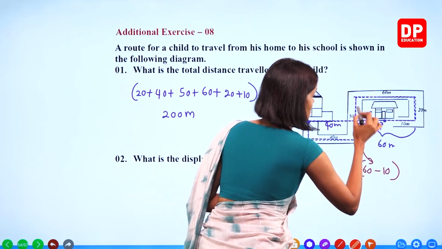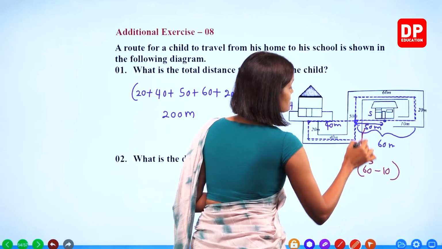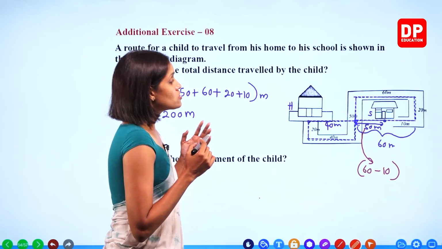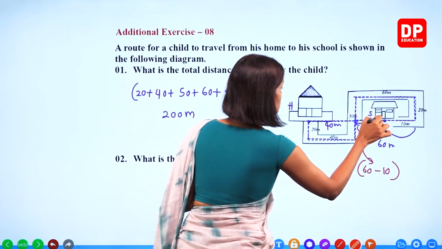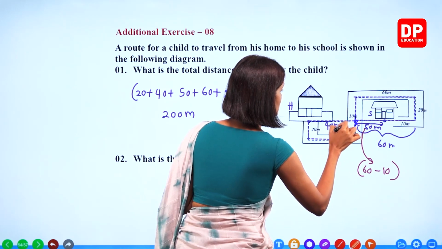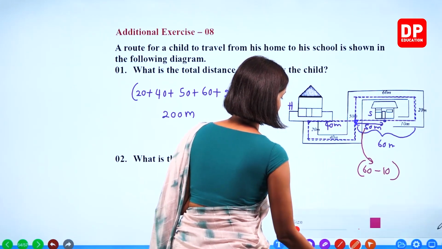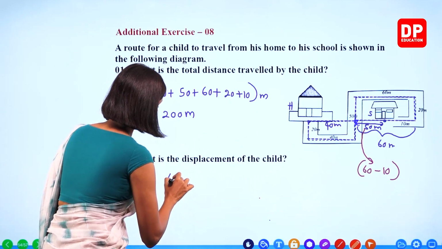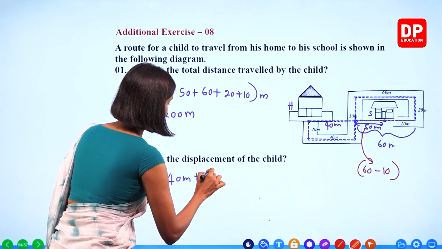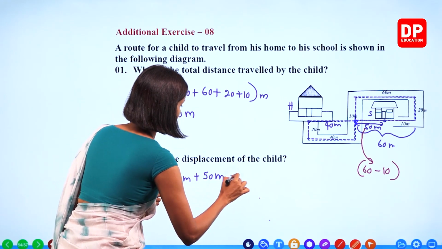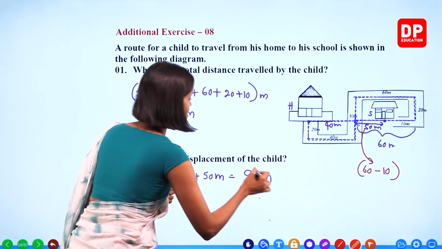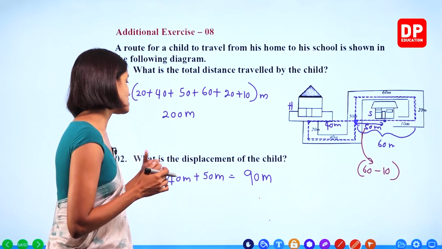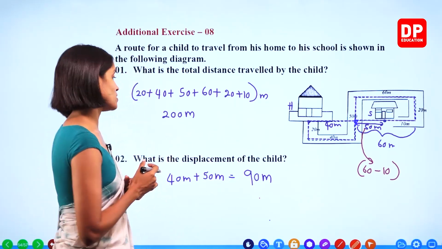Therefore, the other part we need to find must be 60 minus 10, which means 50 meters. So what is the displacement from this point to this point? Here to here is 40, here to here is 50. So you have to add it up. Displacement is 40 meters plus 50 meters equals 90 meters. 90 meters is the displacement of the child. Distance is 200 meters. Displacement is 90 meters.